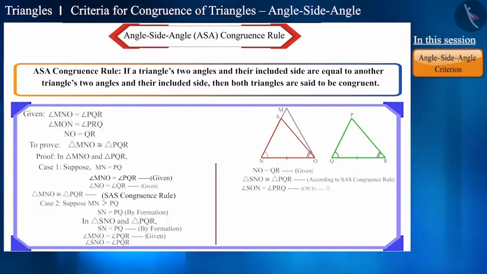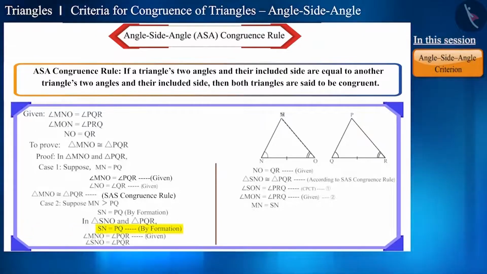Both the triangles are congruent, so their corresponding parts must be equal. But we are given that angle MON is equal to angle PRQ. This is possible only when point S coincides with point M, or MN equals SN. We formed side SN to be equal to side PQ. From this, we can conclude that it is not possible for side MN to be greater than side PQ.